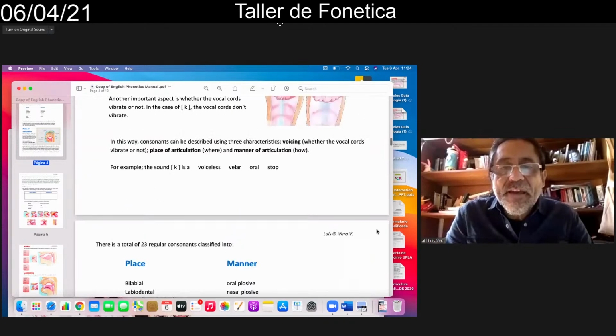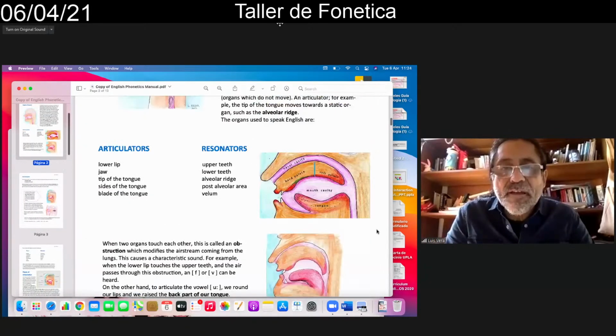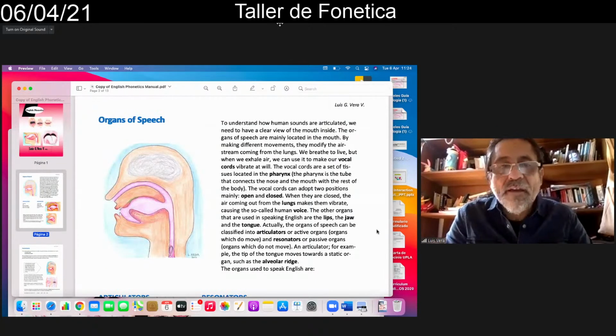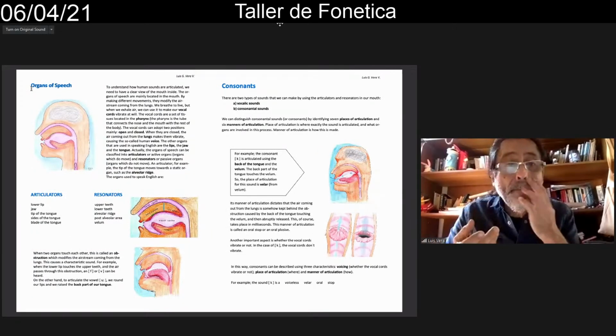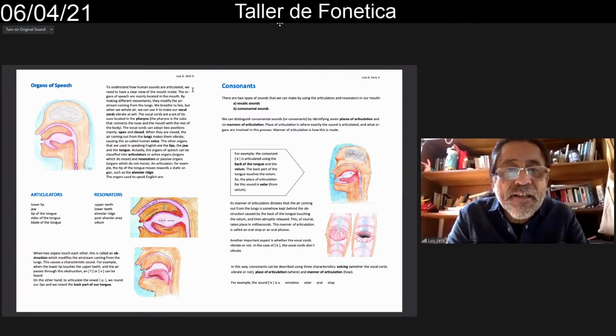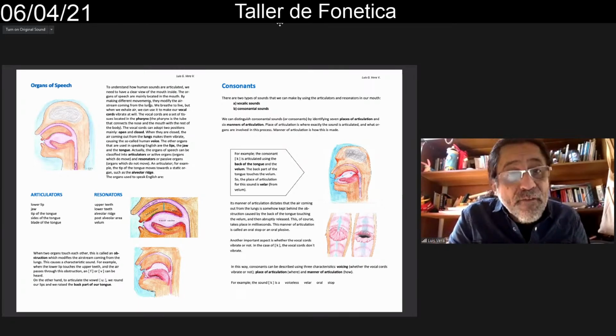Well, let's go to the beginning. It says, now you are going to understand this better than before. To understand how human sounds are articulated, we need to have a clear view of the mouth inside. The organs of speech are mainly located in the mouth. By making different movements, they modify the air stream coming from the lungs.